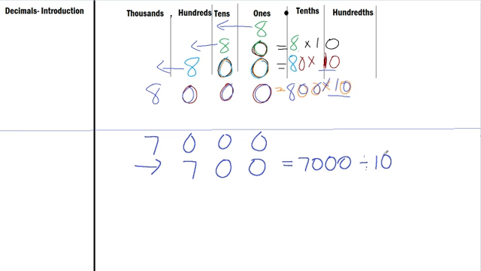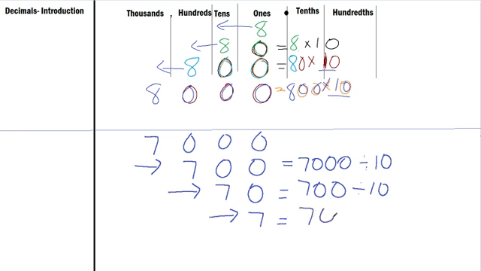Well, say I do that again. I take 700 and I move it to the right. What did I do? I took 700 and I divided it by 10. If I want to move the 7 to the right again, I took 70 and divided that by 10. So every single time I move to the right, I divide by 10.